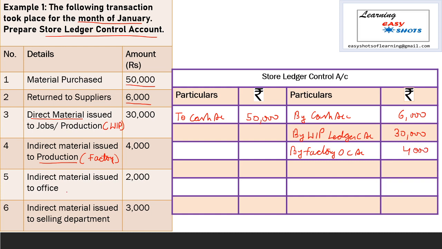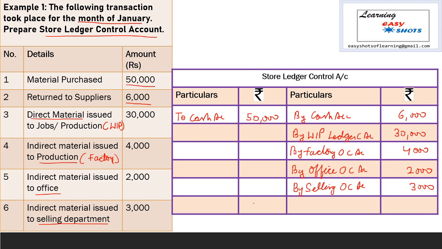When the indirect material is issued to the office, we credit the office department in the stores ledger control account by office overhead control account costing rupees 2,000. And when the indirect material is issued to the selling department, then on the credit side we write by selling overhead control account costing rupees 3,000. So when we transfer material to different departments, that department is credited in the stores ledger control account.